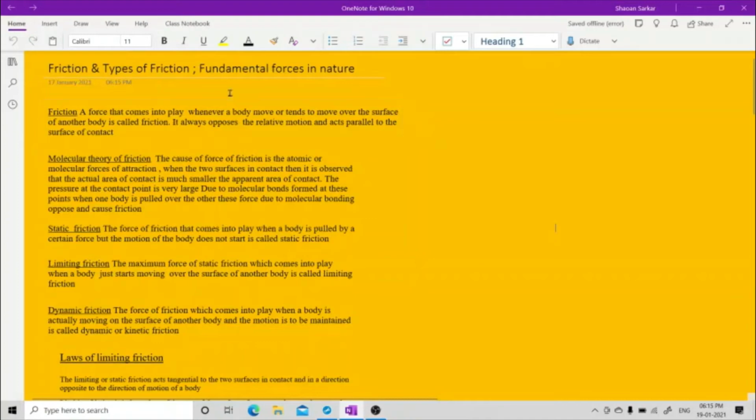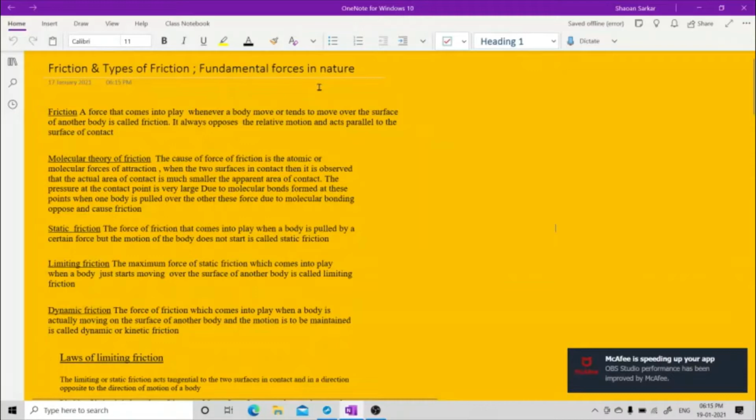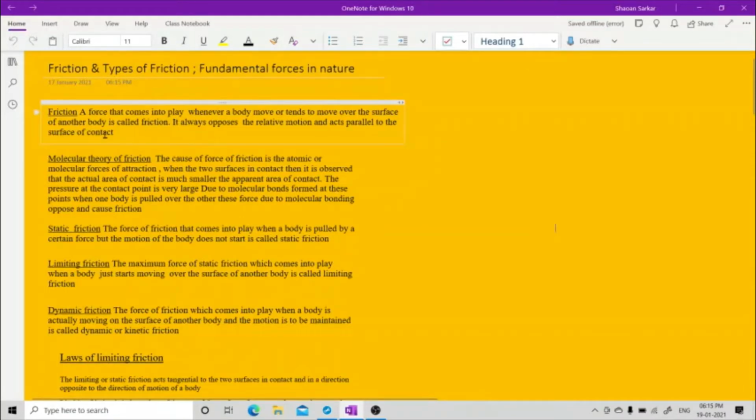It's friction and types of friction, and we will discuss fundamental forces in nature, and then we will do some more problems in this. Friction, what is it? These are the definitions that people have already seen in class 9th or 10th, nothing extra, nothing more than that.